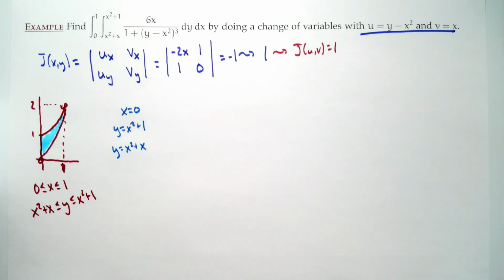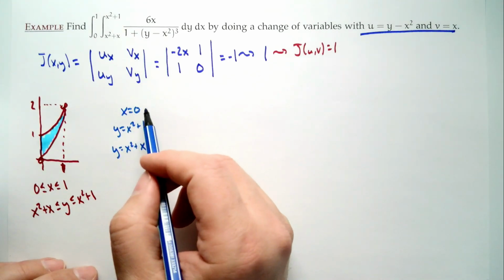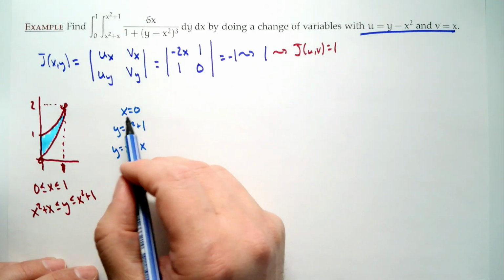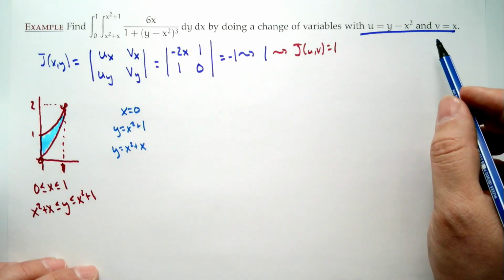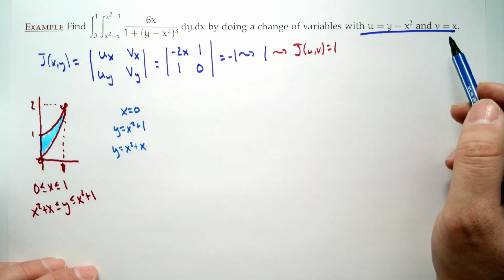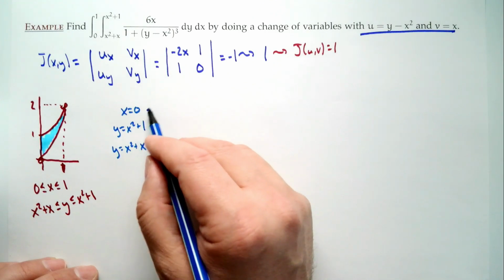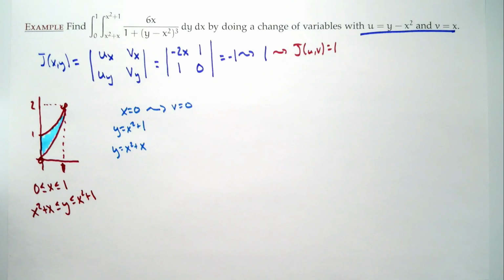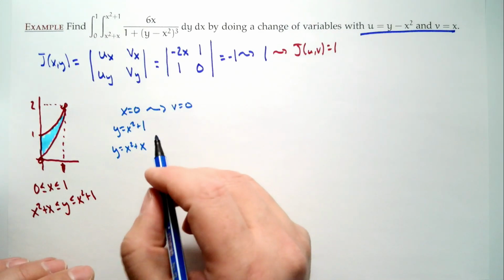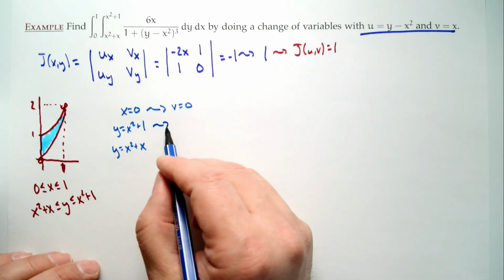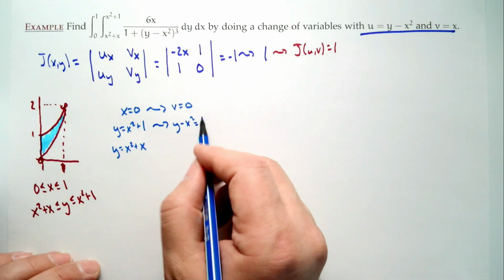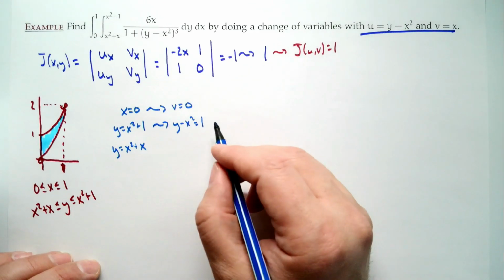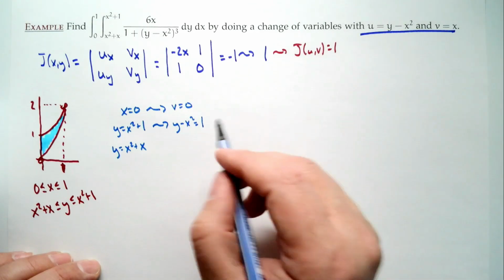Now, what we want to do is we want to say, okay, I want to translate these equations in terms of u and v. Now, some of them are pretty easy. For example, x equals 0. Given that I know x equals 0, is there a simple way to write that in terms of u and v? V equals 0. Okay, well that's good. Now what about y equals x squared plus 1? Another way you can write that is as y minus x squared equals 1. The reason I do that is I see a y minus x squared. So what does that become in terms of my variables u and v?